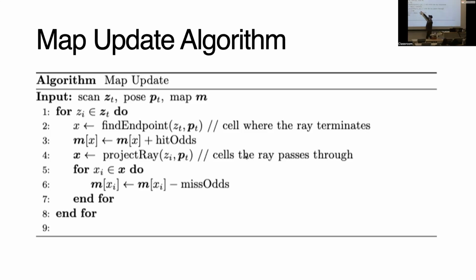We have a scan, we have a pose, we have a map. All right, so for each ray in that scan, we're going to find the endpoint and then update the map with the new log odds. And then we're going to take that ray and project it onto the map to figure out which cells it passed through, okay? And then for each cell that it passes through, we're going to update the map by subtracting off the miss odds, okay?